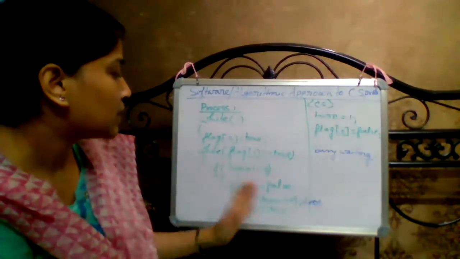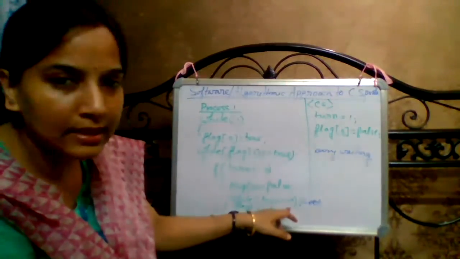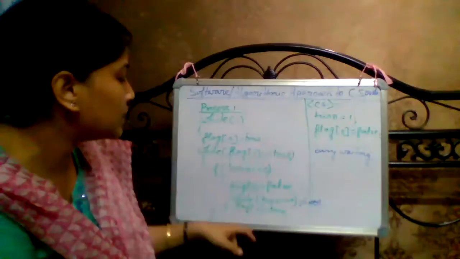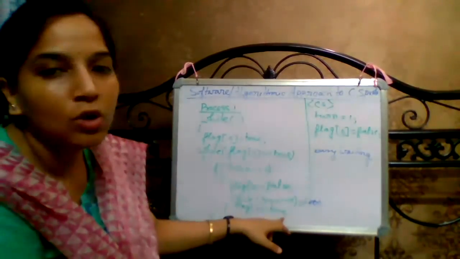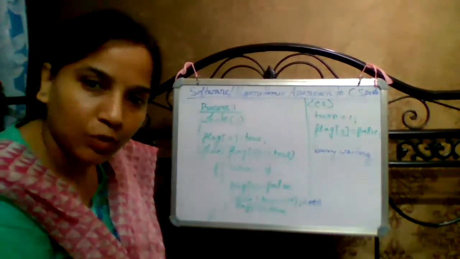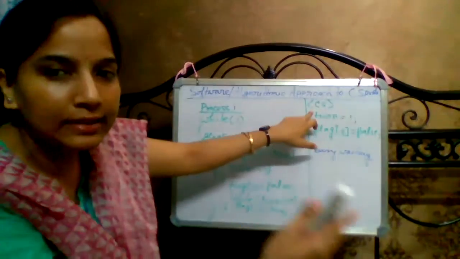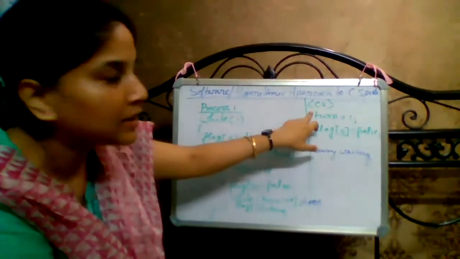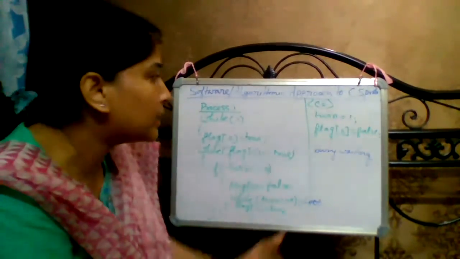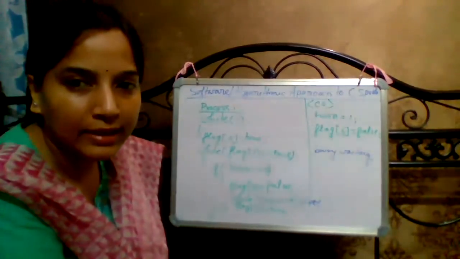When the turn becomes 0, process 1 can enter. It sets flag[0] to true again and enters its critical section. When it exits from the critical section, it sets turn equal to 1, so process 2 can enter, and changes flag[0] to false.